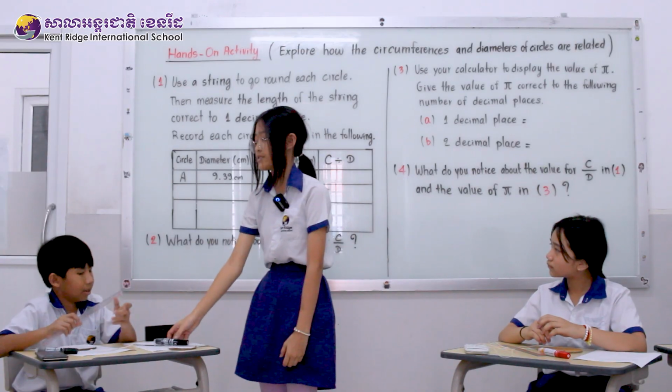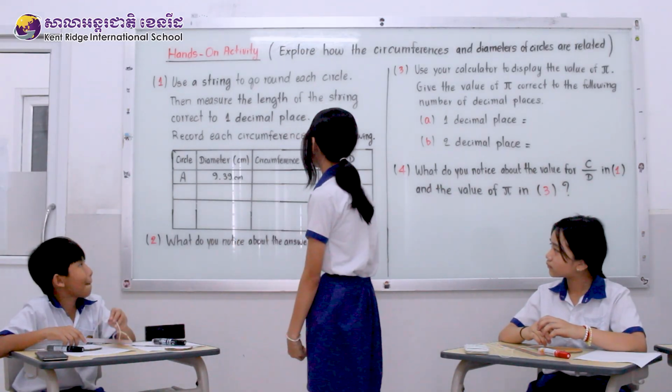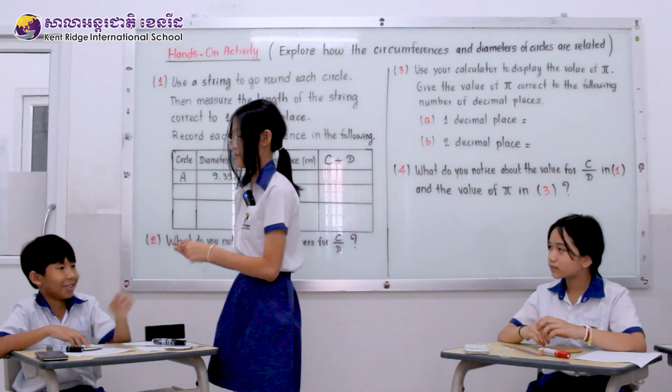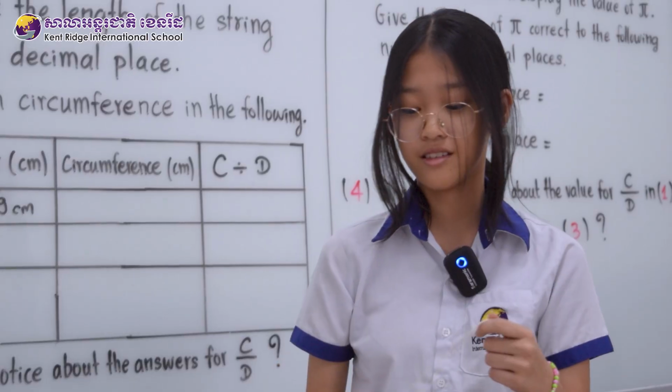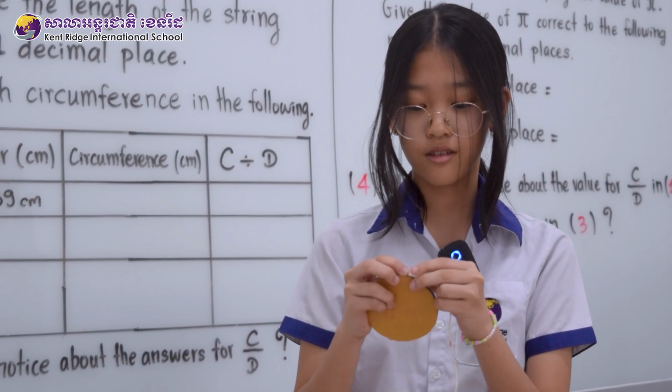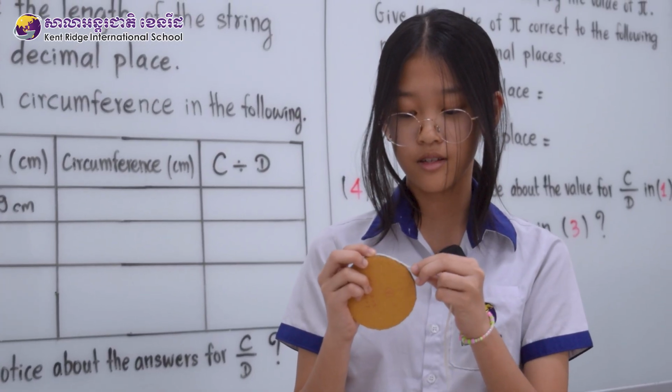Now, to find its circumference, it says use a string to go around each circle to measure the length. So we're gonna get our string and get our circle. Using the string, we're gonna go around it.